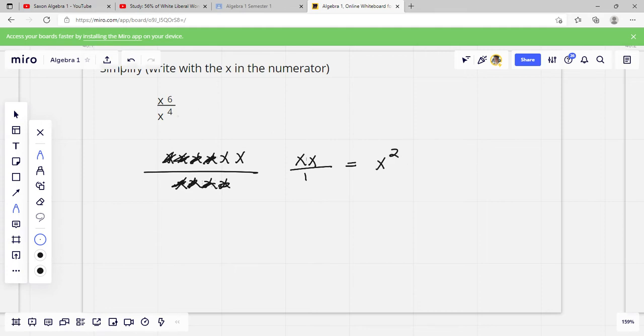Or another way to look at it is, remember, if we move a fraction to the other side of the fraction bar, we change its sign to negative. So that would be 6 minus 4, which is 2, right? So you just subtract when you move it to the other side.